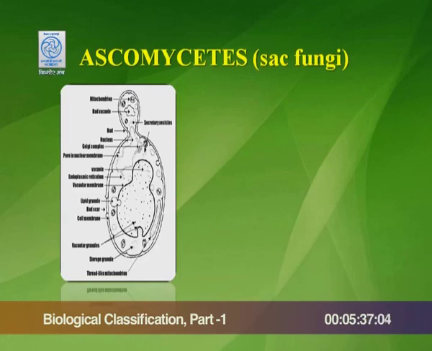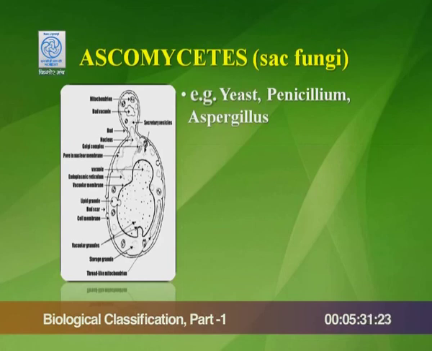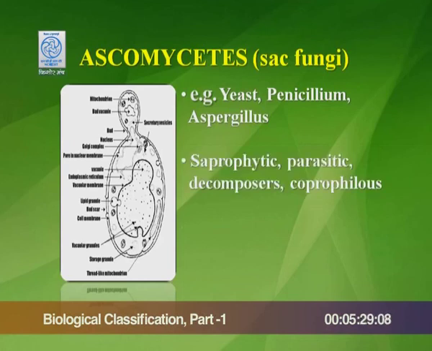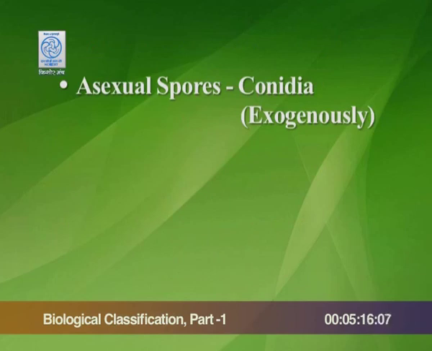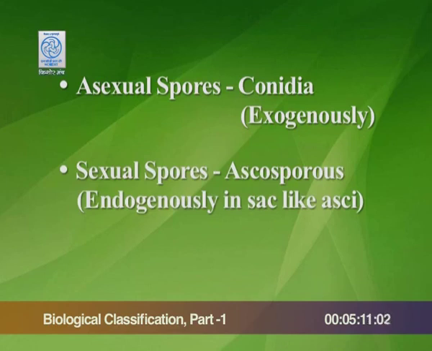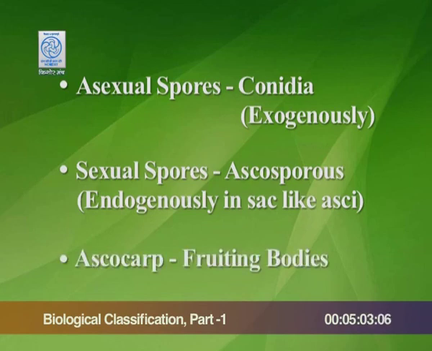Ascomycetes: they are the sac fungi. Example: yeast, Penicillium, Aspergillus. They are saprophytic as well as parasitic. They are decomposers as well as coprophilous. The mycelium is branched, septate. Asexual spores are the conidia, which are exogenously borne. The sexual spores are the ascospores, which are endogenously produced in sac-like asci. Their fruiting body is known as ascocarp.